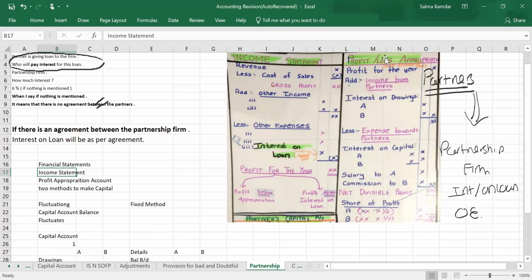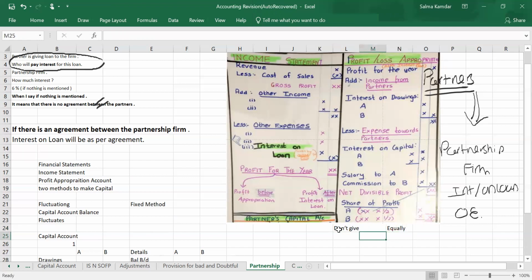This profit you will take to the profit and loss appropriation account. Then you will add the income from partners, whatever you receive from the partners, and deduct the expenses towards partners, whatever you pay to the partners. You get the net divisible profit, or residual profit. This you will share among the partners in their profit sharing ratio. Sometimes they won't give any profit sharing ratio, so you will divide it equally.